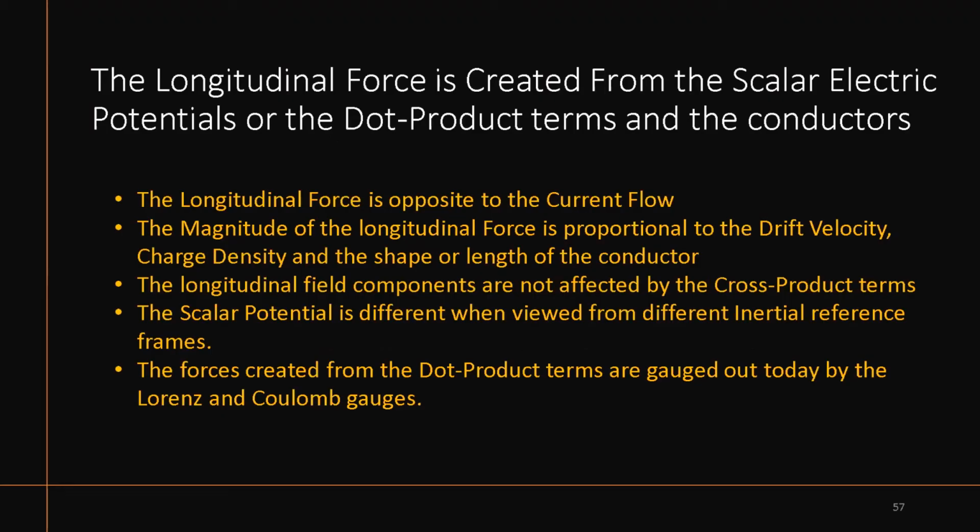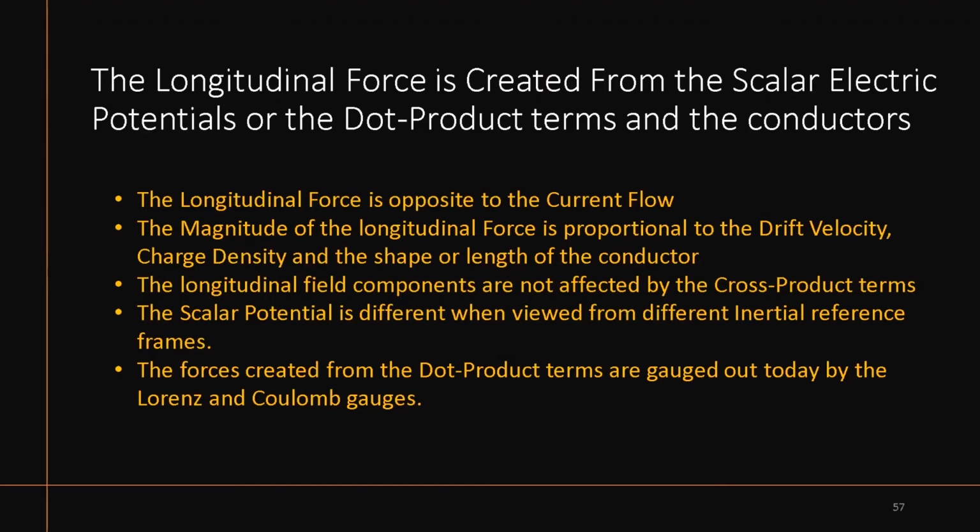Okay, so the longitudinal forces are created from the scalar electric potentials, or the dot product terms, that are now gauged out of electromagnetics. The longitudinal force is opposite the current flow. The magnitude of the longitudinal force is proportional to the drift velocity, charge density, shape, and length of the conductor. The longitudinal force components are not affected by the cross product terms.